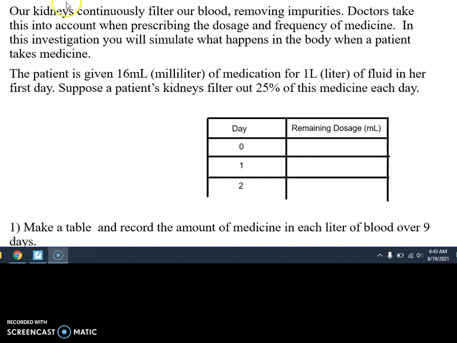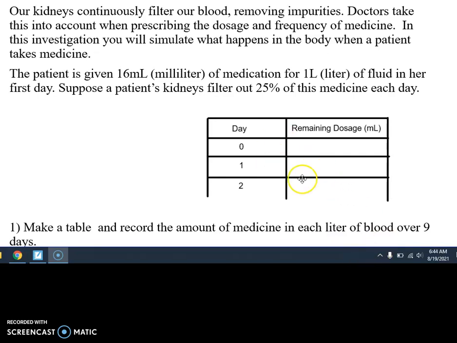Just make a table. You have room to do that. And then it's asking you to figure out how much medication is in the blood after 9 days. So the first question is: is the medication being given every day, or is it just the first day the medication is given, and then there's a depletion of medication over time? So think about that question based on the information.